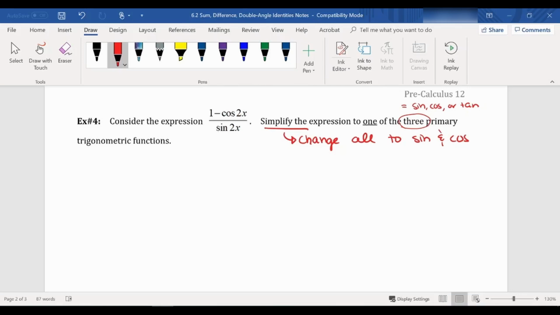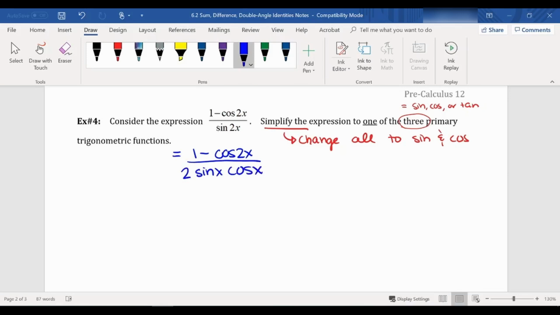So the first thing I'm going to change is the bottom, because for the bottom, we only have one option. We don't have multiple choices. The identity on the top, we have 3 options. So I'm going to change the bottom first, just because I know exactly what it should equal. And the bottom, the identity from your formula sheet for sine 2x is 2 sine x cosine x.